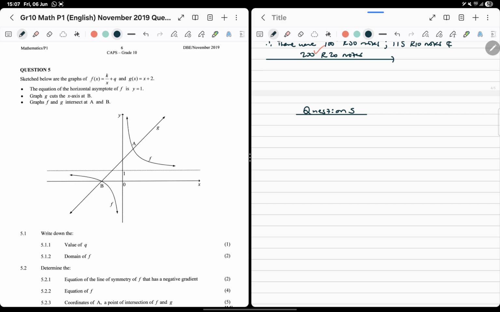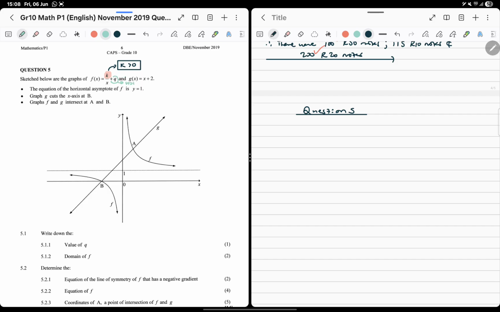So sketched below are graphs of f of x equals k over x plus q and g of x equals x plus 2. So basically, we're looking at our graph. It appears in the first quadrant and third quadrant. So what does that mean? It means k is greater than 0, meaning k is a positive number. So these are properties we need to now already accept before we actually move around. Well, q is the horizontal asymptote.